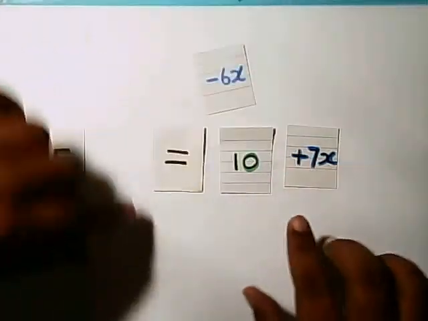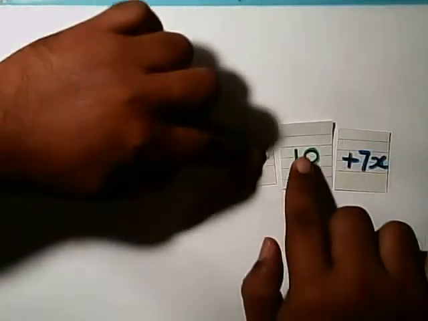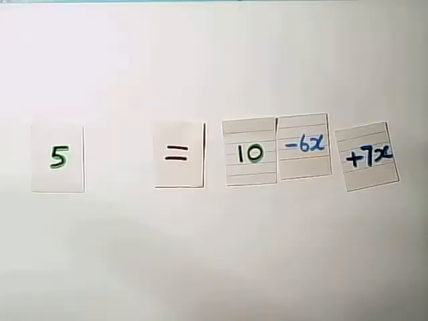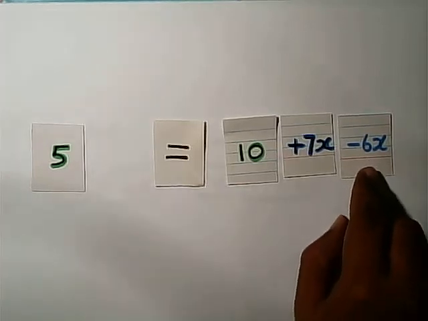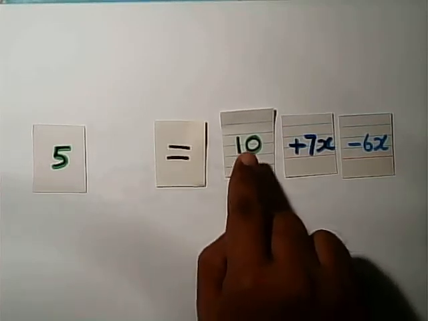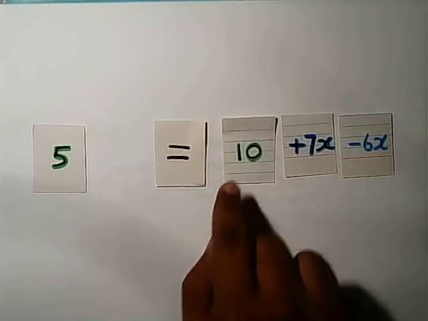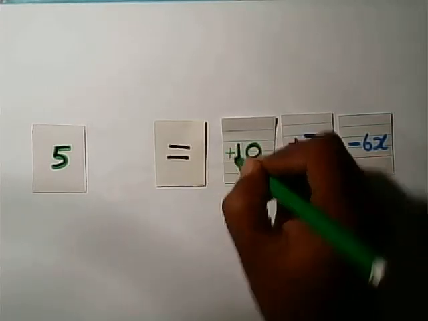This minus 6x could fit anywhere. It could fit there, it could fit here, or you could throw it all the way to the back. It doesn't matter. That's what you're allowed to do. Just remember that it's now a minus 6x. And this 10 without a sign, if it's the first term without a sign, that means it's a positive 10.